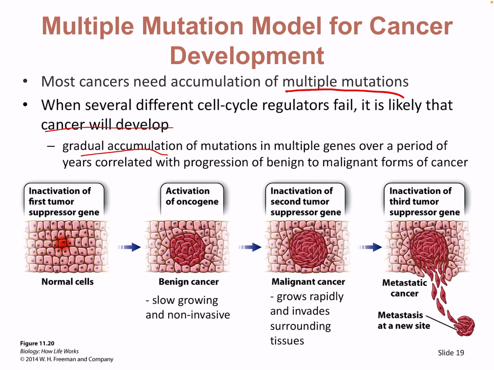For example, inactivation of the first tumor suppressor gene, for example p53, is activated, which stops cell division. But eventually our proto-oncogenes become altered, and now they're oncogenes. We have the activation of an oncogene, and now we can have the formation of a benign cancer that is slow growing and non-invasive. Then we can have inactivation of our other control mechanism. So now our p53 is inactivated, and so we lose our suppressor genes. Now it becomes a malignant cancer. It grows rapidly and invades the surrounding tissues. Then we have inactivation of a third suppressor, even further suppressor genes. This can result in metastatic cancer, with metastasis to a new site, which is when the cancer moves to a different tissue.